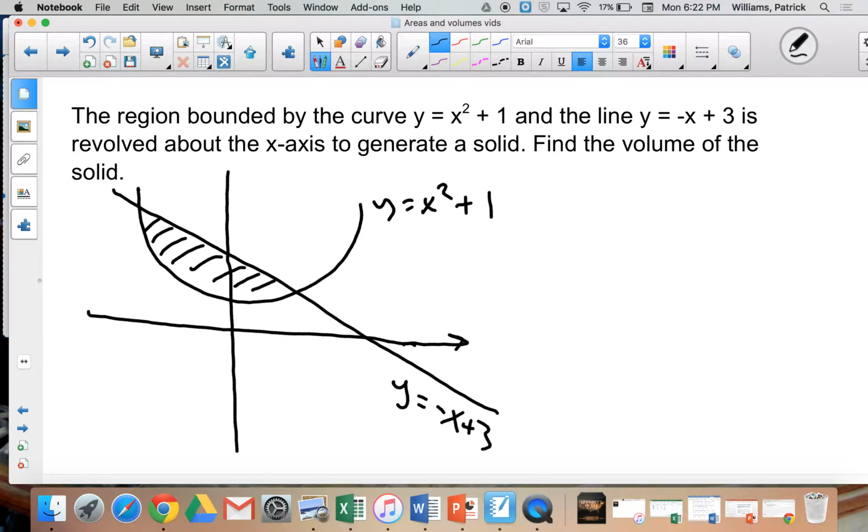Notice it says we are rotating about the x-axis. So obviously we are rotating about a horizontal line, a line parallel to the x-axis, so we're going to use dx. So the next thing we've got to do is find these limits of integration.